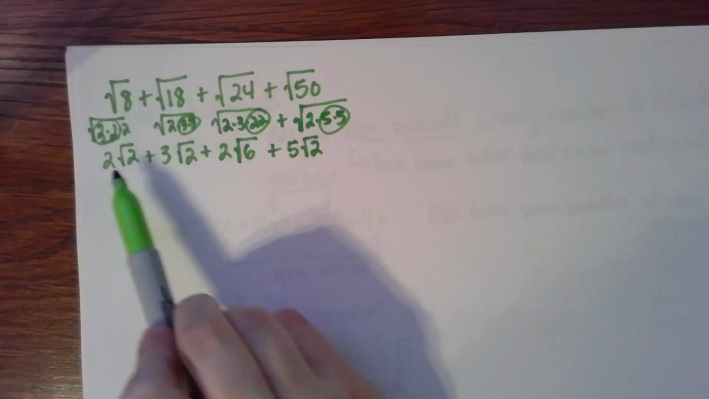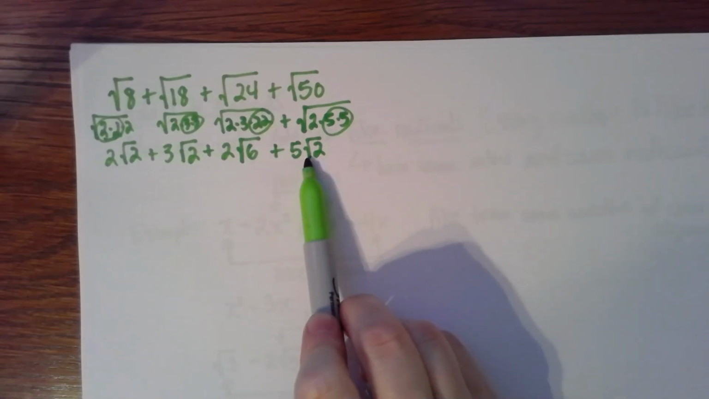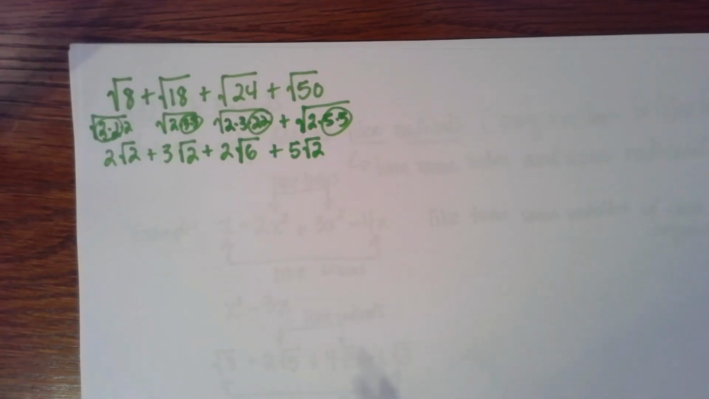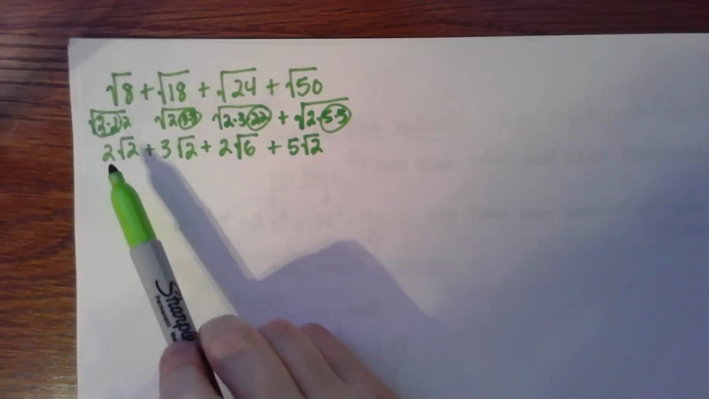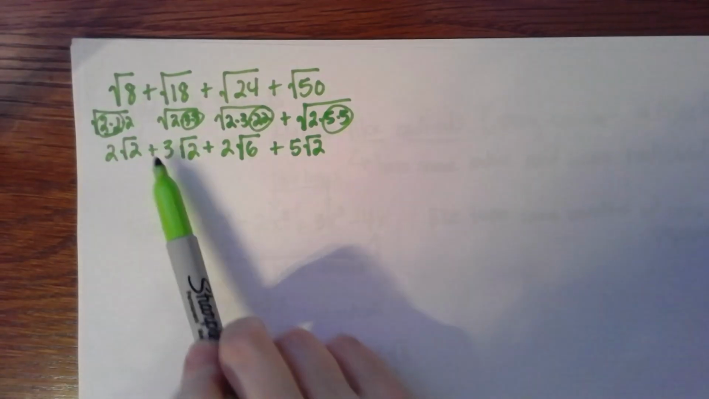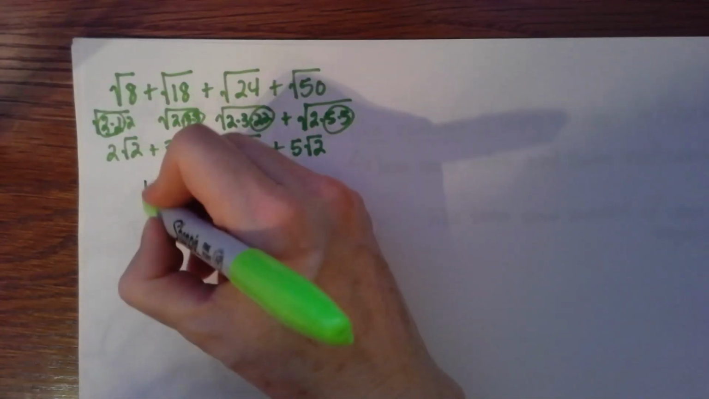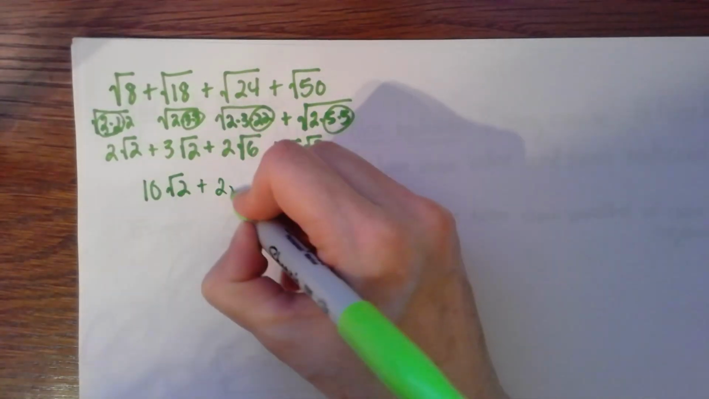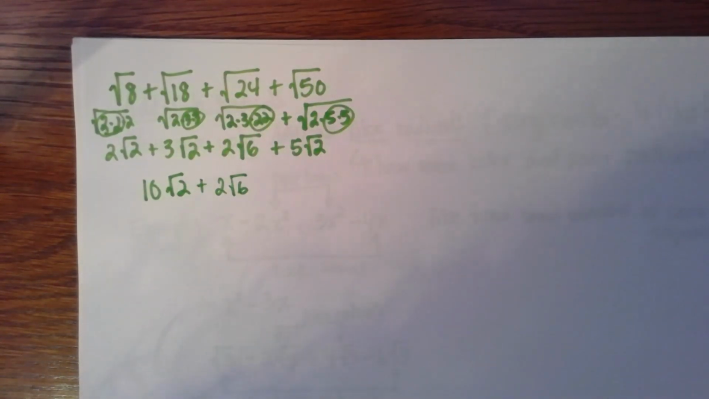Now, once we've simplified the radicals, we see we actually do have some like radicals, right? We have a square root of 2, a square root of 2, another square root of 2. Now this 2 square root of 6 does not have any like radicals, but these 3 are like, so we can combine them. If I have 2 square root of 2's and I add 3 more, I now have 5 square root of 2's, add another 5 square root of 2's, I'll have 10 of them. So 10 square root of 2, and then plus the 2 square root of 6. Those now can't be combined. I can't simplify it any further.